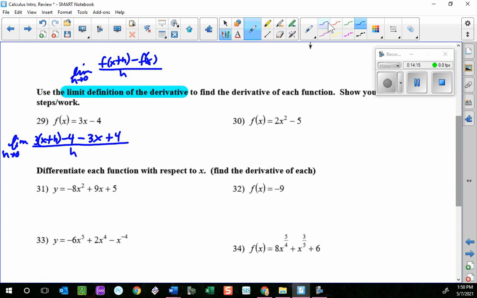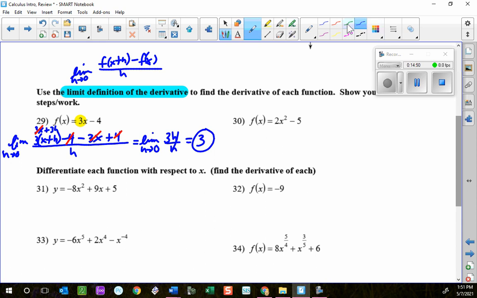So when I look at that, it simplifies down. Well, actually, let me work this out a little bit. This would be 3x plus 3h up there. So then the 3x's cancel, the 4's cancel. So what I'm left with is the limit as h goes to 0 of, the only thing I have left is 3h over h. The h's go away, so the answer is 3. And frankly, you knew the answer was going to be 3 because, look, the derivative of a line is the slope of the line. All right, for number 30.